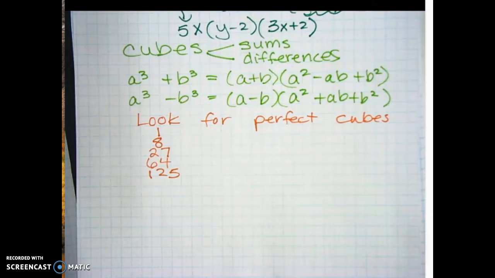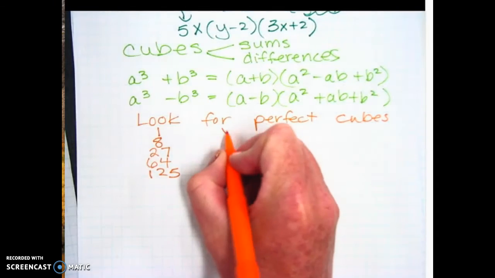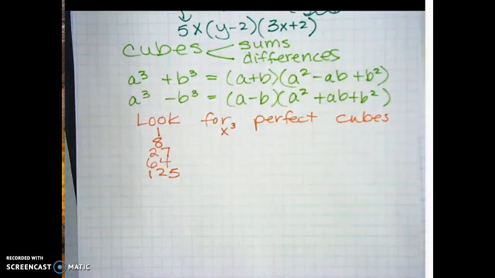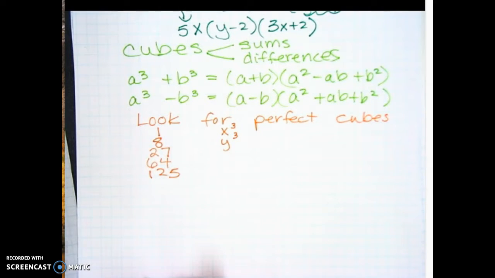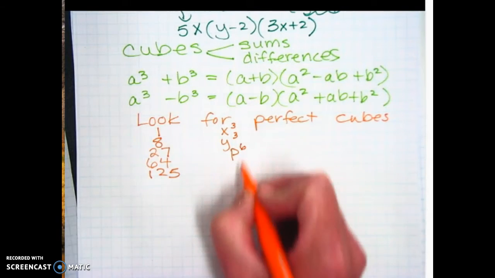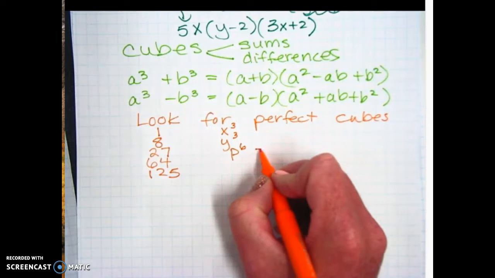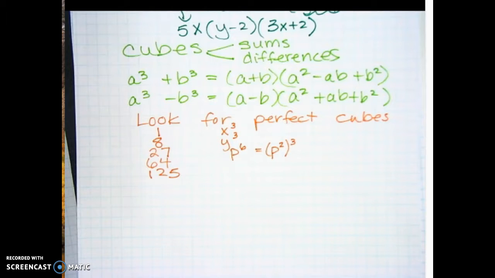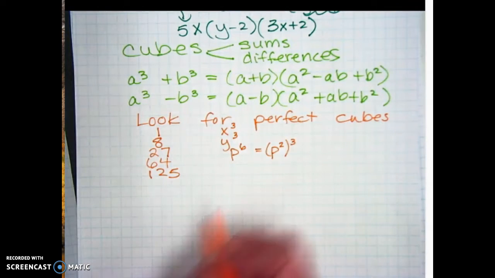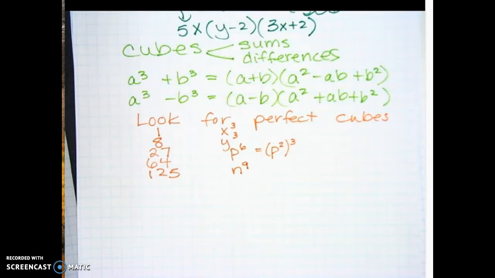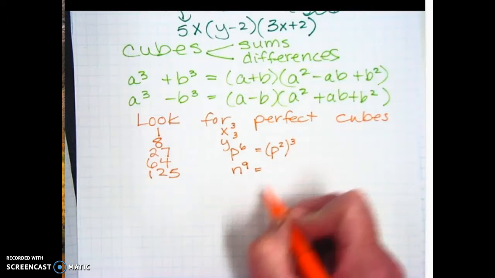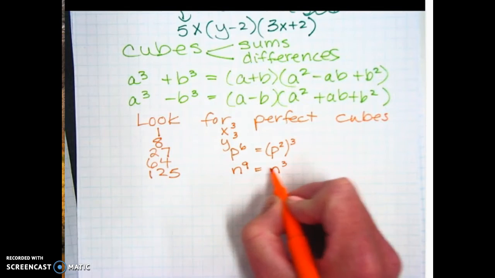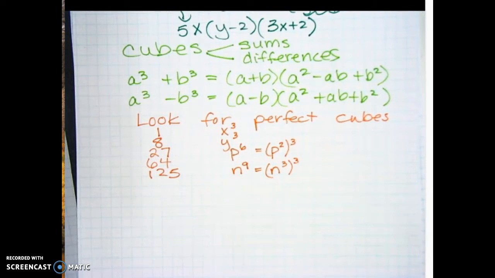All right, you also need to be able to recognize algebraic perfect cubes, like x to the 3rd is a perfect cube, and y to the 3rd is a perfect cube. How about p to the 6th? That is a perfect cube because p to the 2nd to the 3rd power is p to the 6th, right? How about n to the 9th? That is a perfect cube because n to the 3rd, or cubed, is a perfect cube.